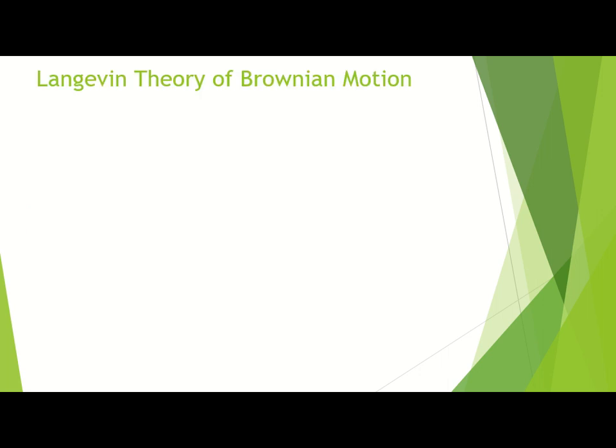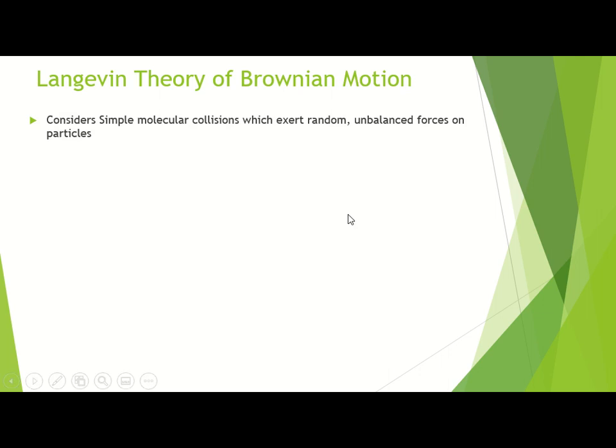It basically considers that the molecular collisions play a role in defining the type of motion these particles have. So we assume that the molecular collisions are random. They exert a random force on these particles, and let's say we denote this force by capital X, which will be a function of time, because we don't know at which collision what type of force will be acting.